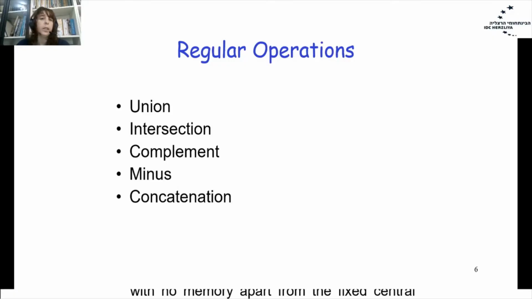We have a set of regular operations. Union is a regular operation. If we perform union of two regular languages, the result is a regular language. Intersection is a regular operation. Complement is a regular operation. Minus is a regular operation. Concatenation is a regular operation, and we will prove and show it now.